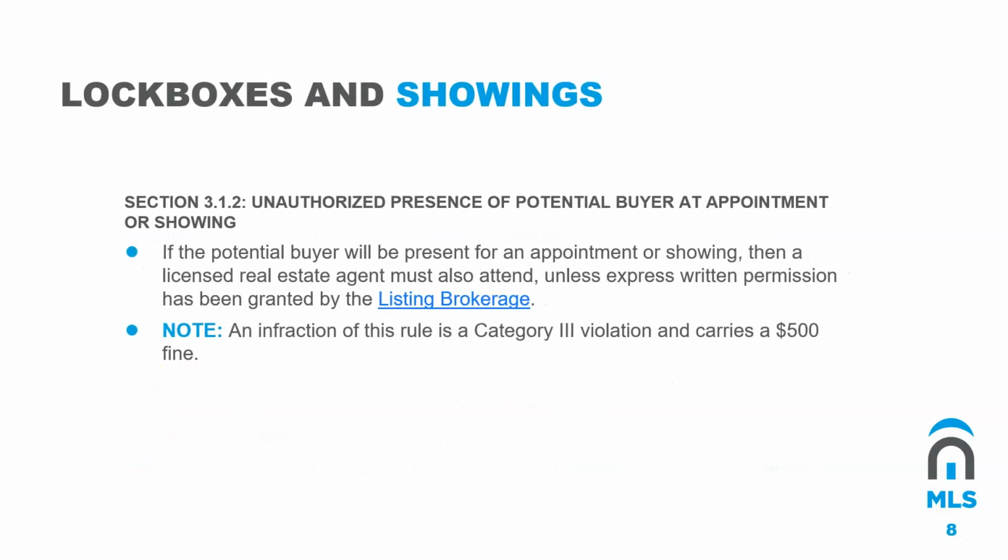The section for unauthorized presence of potential buyer at appointment or showing was also once part of Section 3.1, but has been renumbered as a separate section, 3.1.2. If the potential buyer will be present for an appointment or showing, then a licensed real estate agent must also attend, unless express written permission has been granted by the listing brokerage. An infraction of this rule is a Category 3 violation and carries a $500 fine, which is the same as it was before.